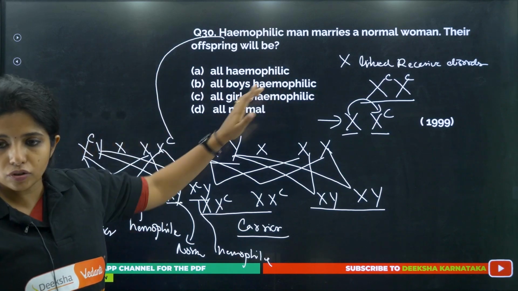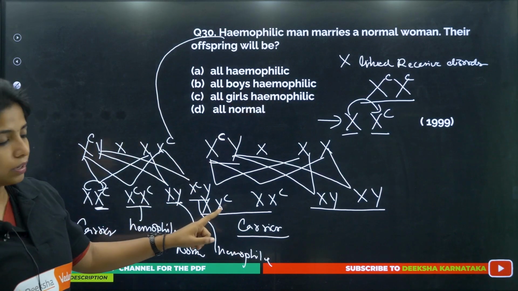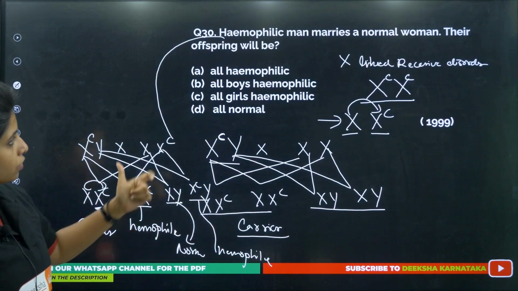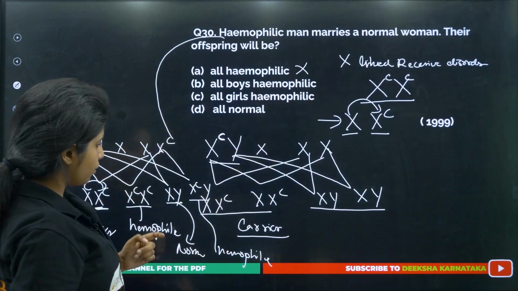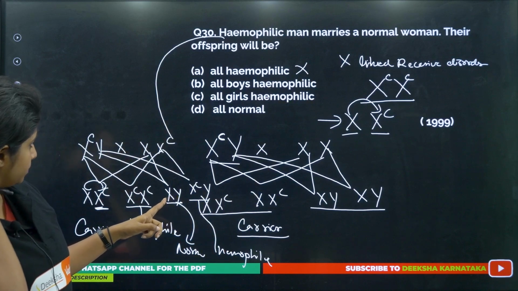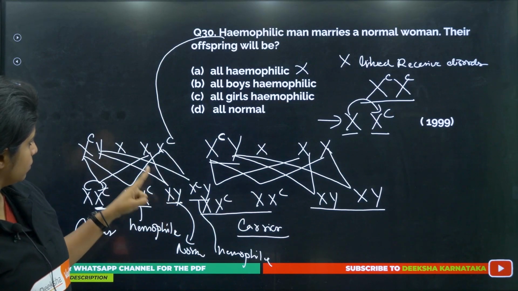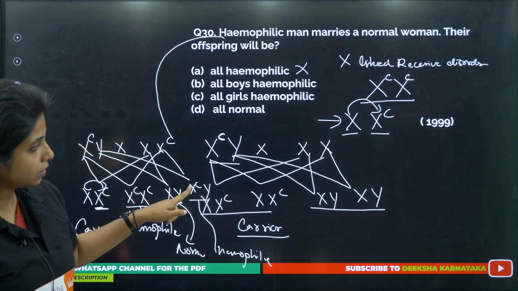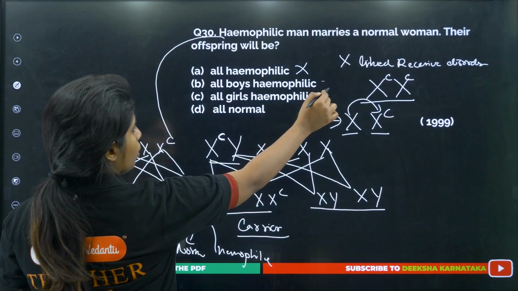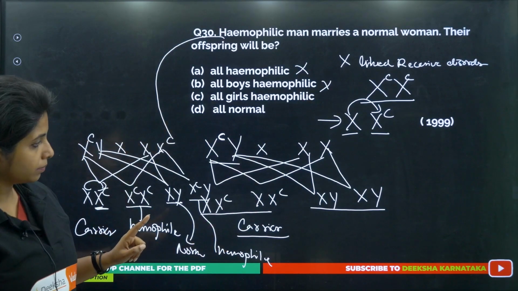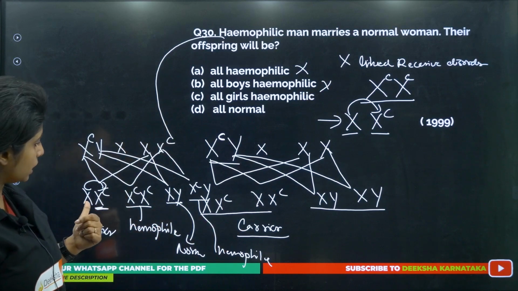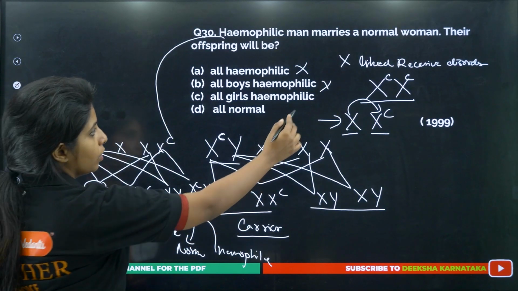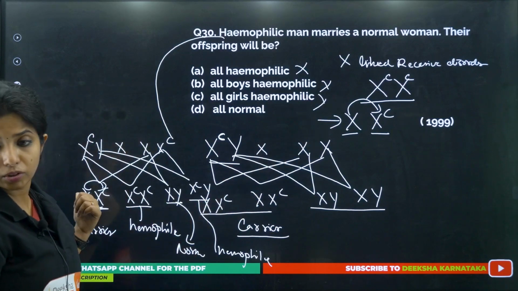So all are hemophilic, children. Do you think all are hemophilic? No. Over here you do not see that all of them are hemophilic. They are carriers. So this becomes wrong. Can all boys be hemophilic over here? Do you think that all boys are hemophilic? This is this and this is the case. No, that is also wrong. All girls are hemophilic. No, children. One is hemophilic. So that is also wrong. All are normal. That is also not something that you can see.